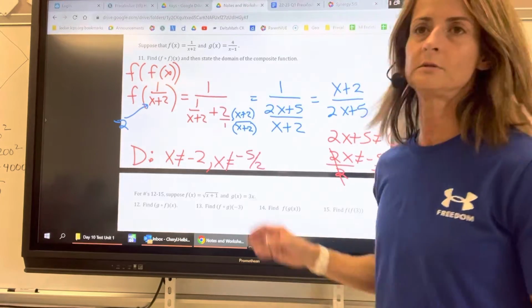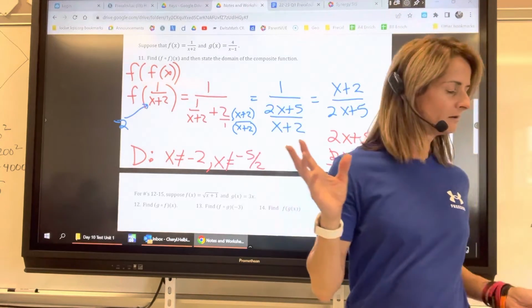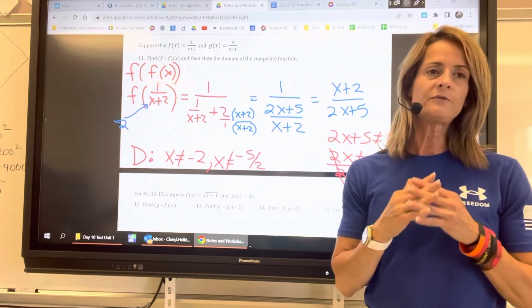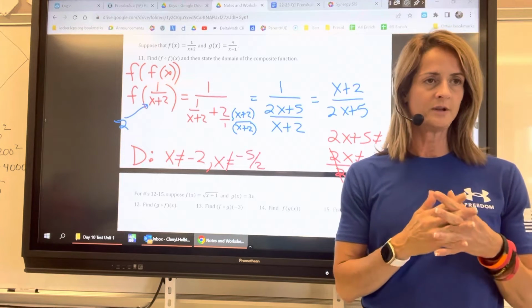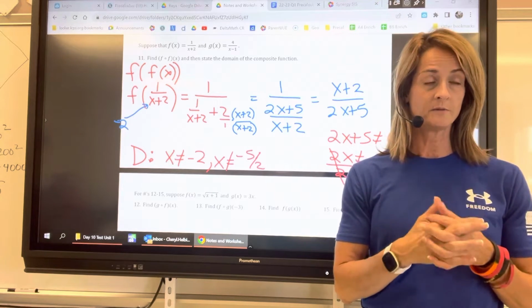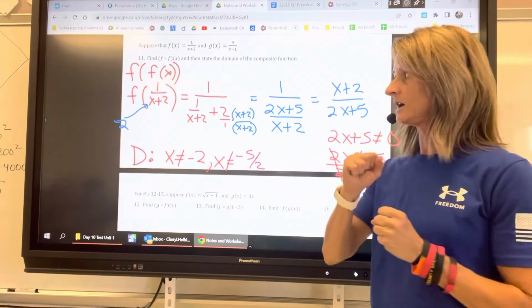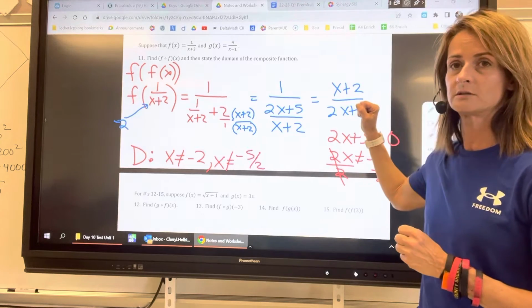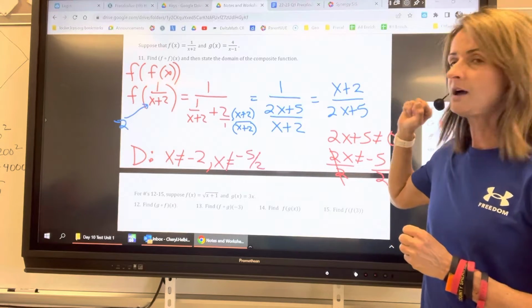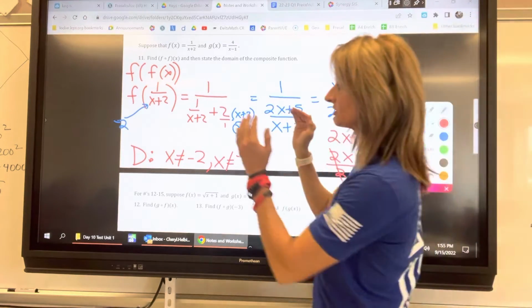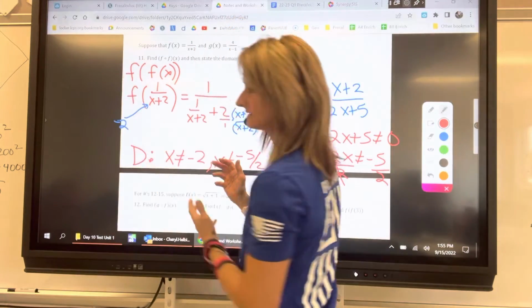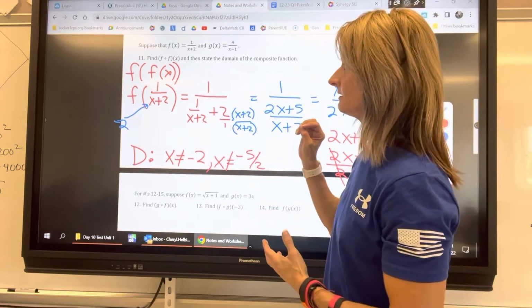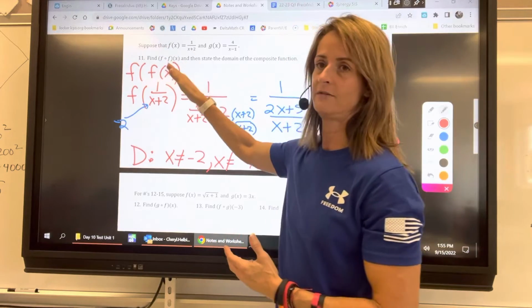Does anyone have any questions about this so far? The most confusing thing, I've noticed over the years, about the domain of a composite function is you are checking the input and you are checking the composite function. You do not need the function that you're inputting into. So in this case, it's kind of confusing because the function is f of x.